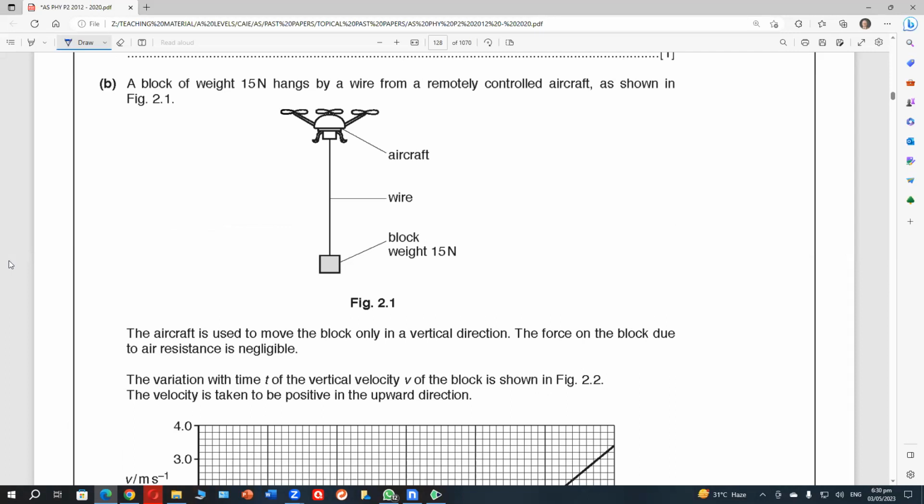A block of weight 15 Newton hangs by a wire from a remotely controlled aircraft as shown.